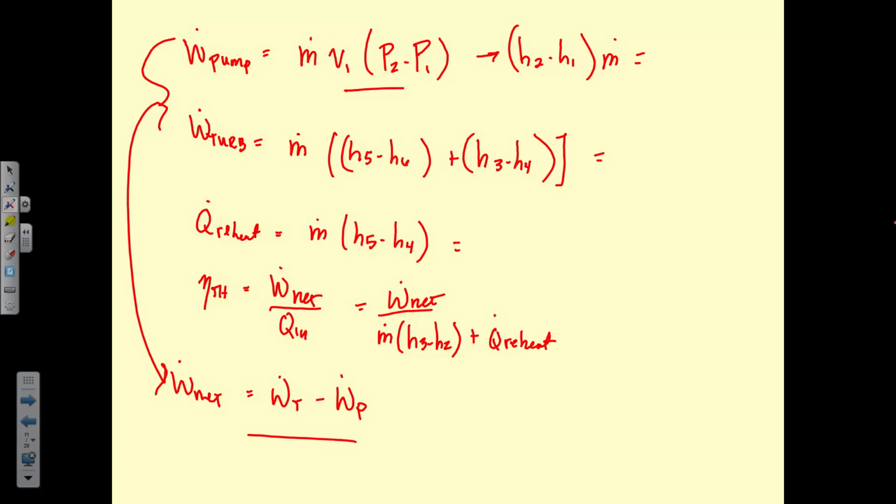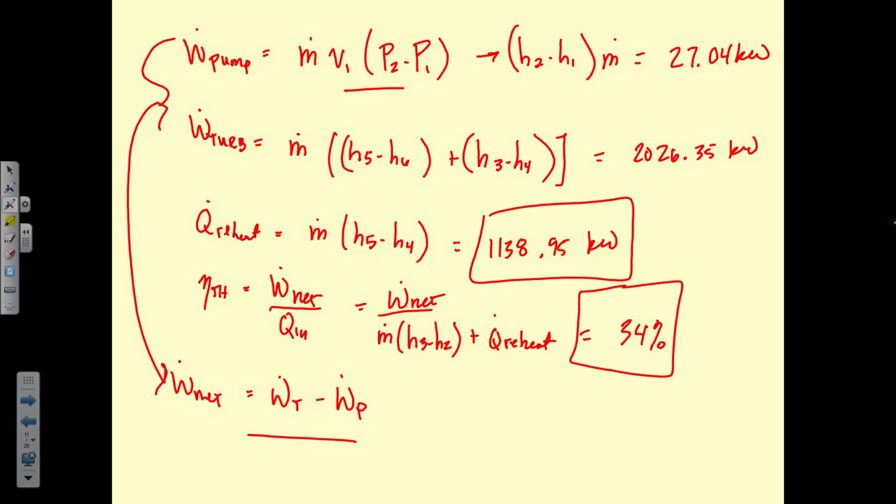So if you solve for all of these values, the power of the pump is 27.04 kilowatts. Turbine is 2026.35 kilowatts. The Q reheat is 1138.95 kilowatts. And the thermal efficiency is 34%. And I know we're going through this very quickly, but it should give you a pretty good basis for it.